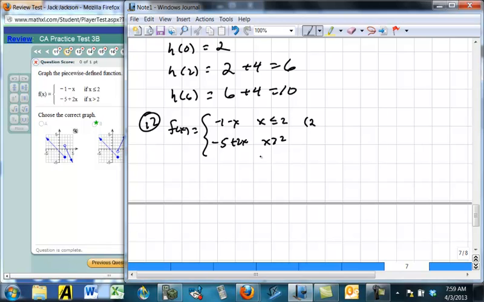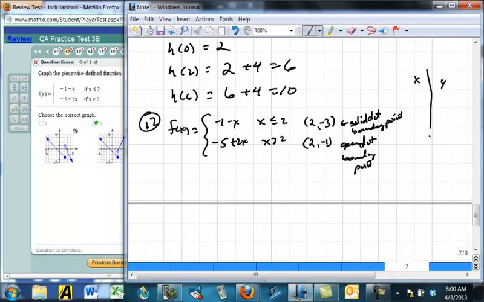If you plug in 2 here, in this one, you get negative 1 minus 2 is negative 3. If you plug in 2 here, you get 2 times 2 is 4, minus 5 is negative 1. This one is included, so this will be a solid dot boundary point. This one's not included, so this will be an open dot boundary point. Okay, so let's make a little bit of a table for x's and y's here.